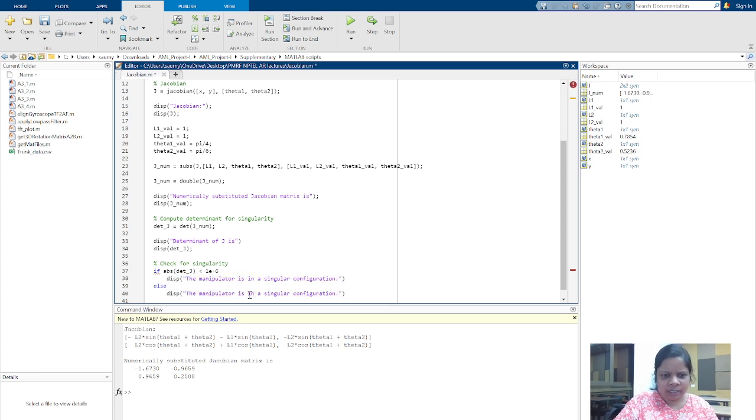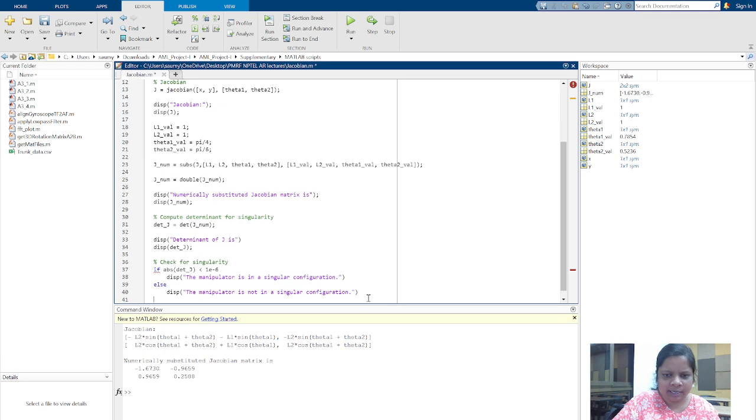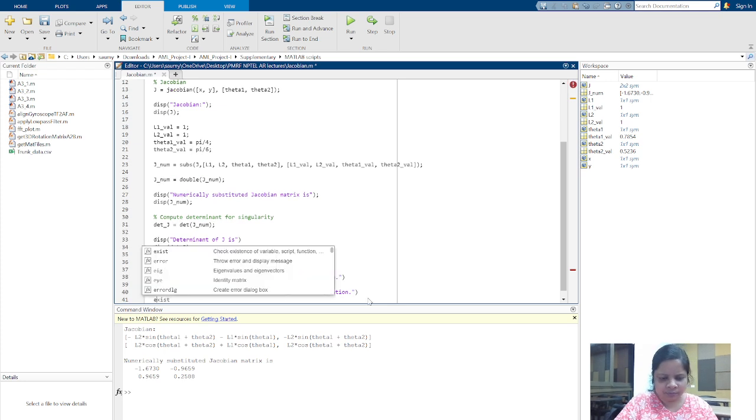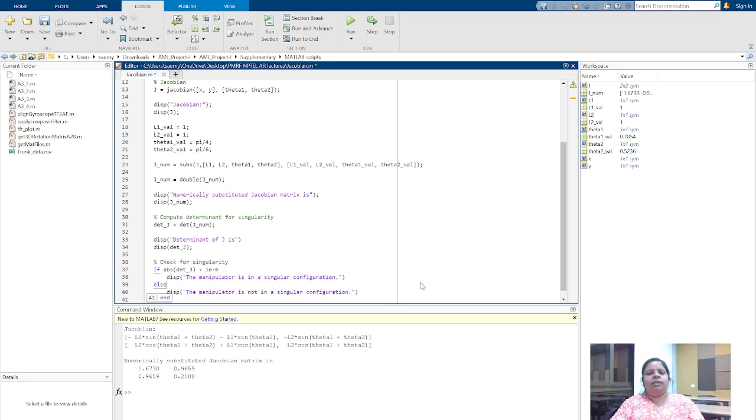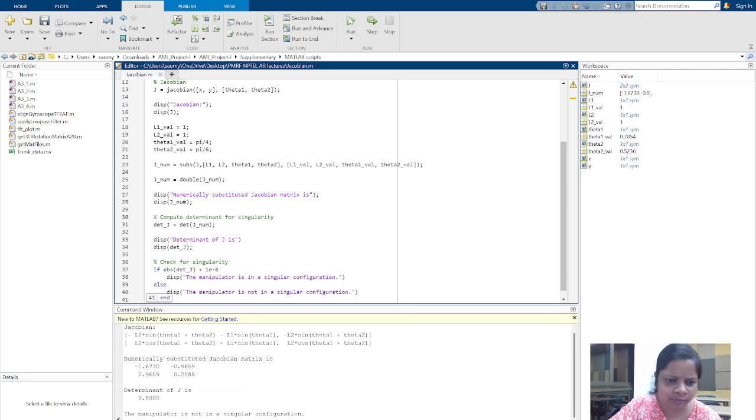The manipulator is not in a singular configuration, and then I'll end the if-else. Okay, let's run it and see what we get. Since the values of theta 1 and theta 2 are pi by 4 and pi by 6, ideally we should have an answer that the manipulator is not in a singular configuration. Let's check. Yeah, so you see the determinant is equal to 0.5, and it says it is not in a singular configuration. Now we have another sanity check.